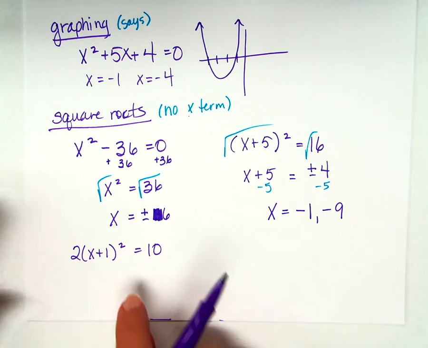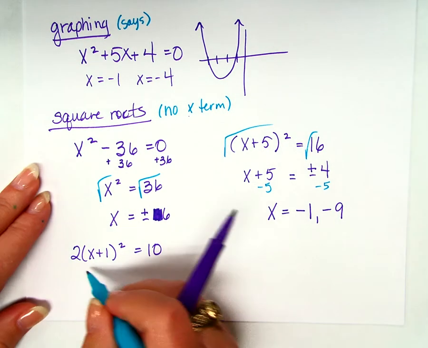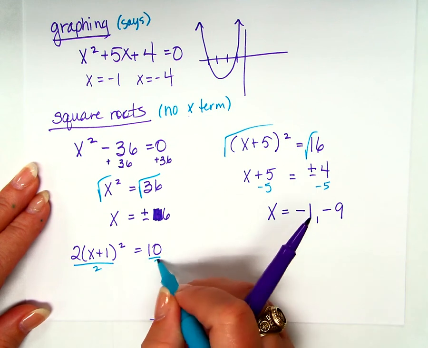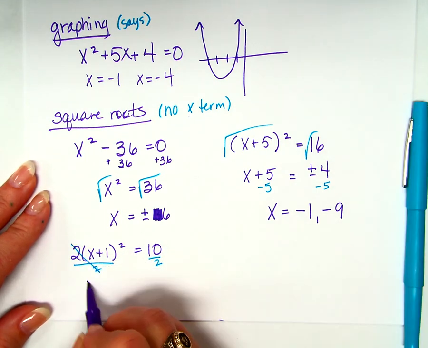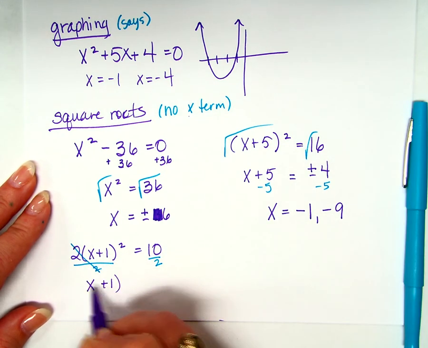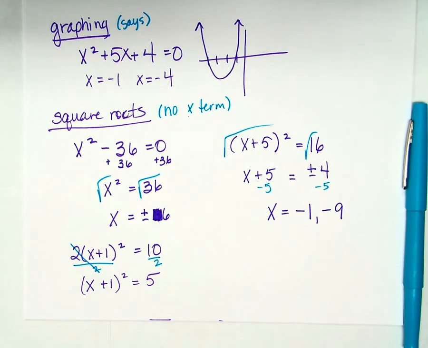To isolate the thing being squared, what do I do with the 2? I divide it, right? I divide it away from the thing that's there. Because 2 divided by 2 is 1. So on the left-hand side, I just have x plus 1 squared equals 5. Yes?